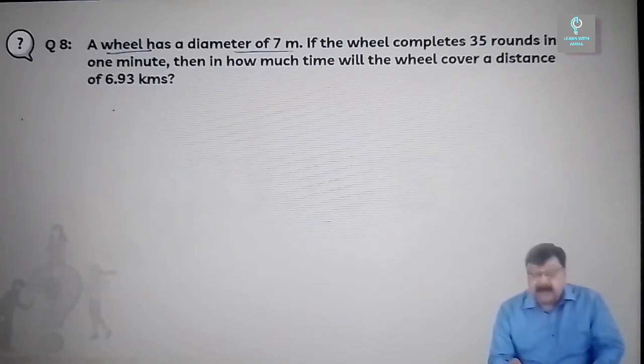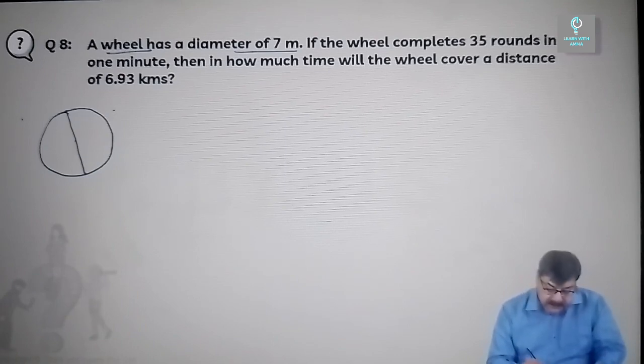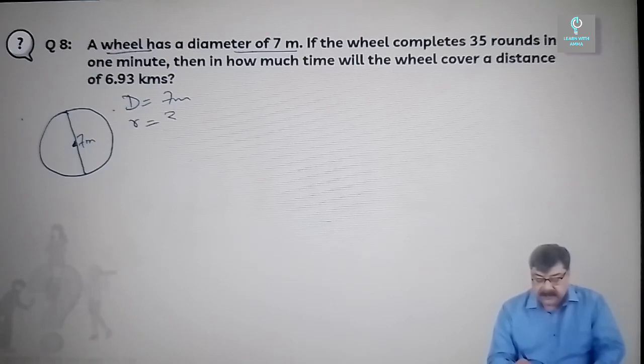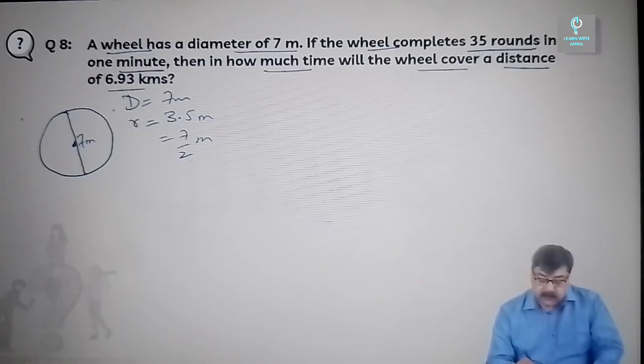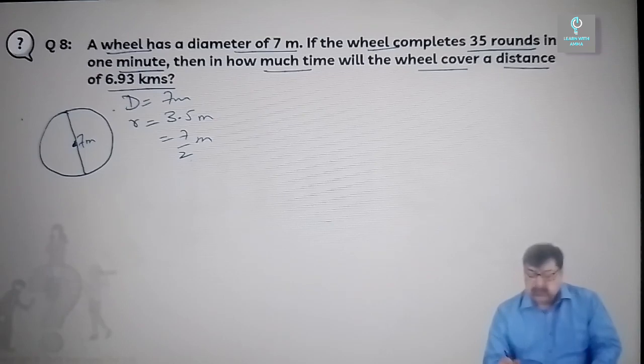A wheel has a diameter of 7 meters. So, this is a wheel, a large wheel of diameter 7 meters. So, let us say the diameter is 7 meters, which means radius here shall be 3.5 meters, which can also be written as 7 by 2 meters. For calculation purpose, we may require it. If the wheel completes 35 rounds in 1 minute, then in how much time will the wheel cover a distance of 6.93 kilometers? So, first of all, let us find out how much distance does the wheel cover in 1 minute.